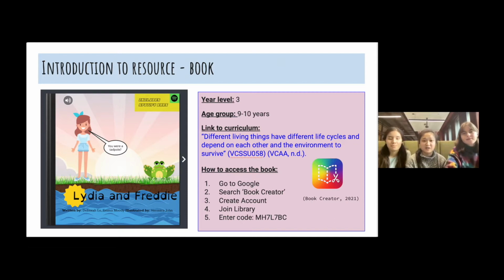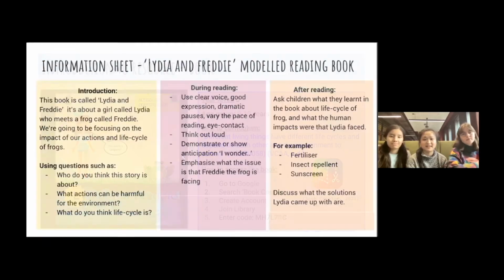Our target age group is grade 3, and the issue of habitat loss and human activity links to the curriculum of different living things have different life cycles and depend on each other and the environment to survive. This is part of the cross-curriculum priority of learning about sustainability. The students are taught the life cycle of frogs and how they depend on the environment to survive. It also shows how actions for a more sustainable future reflect values of care, respect, and responsibility, and require us to explore and understand environments.